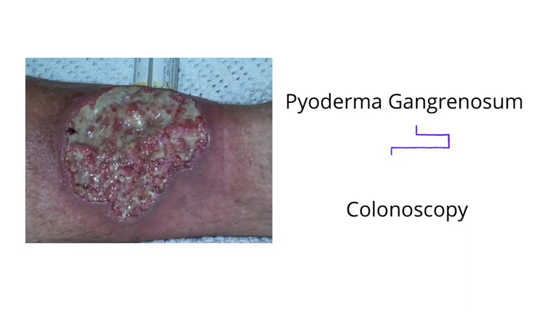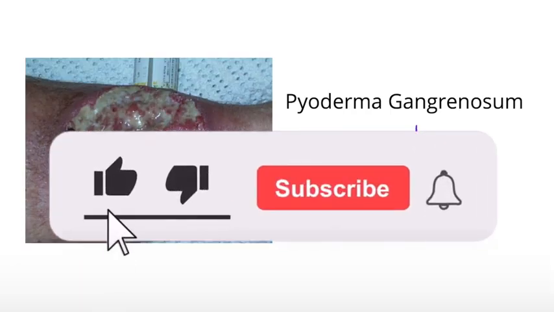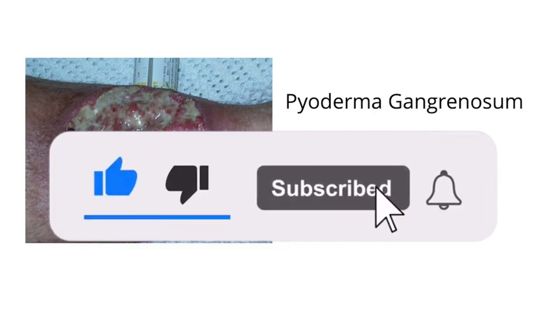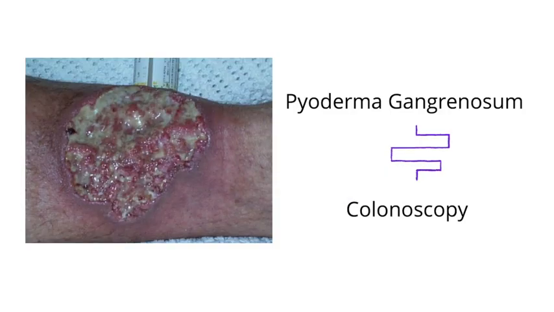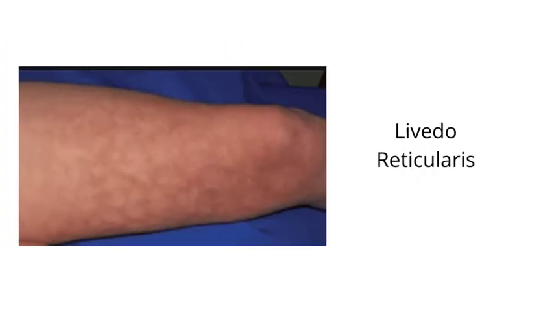It's most commonly associated with inflammatory bowel disease. So if you have a question where you see this picture or there's a description of pyoderma gangrenosum and they ask you the next best step, if you see colonoscopy, choose that as the answer. And here we have livedo reticularis that has a mottled vascular pattern, and it's described as being like a lacy pattern or a net-like pattern.